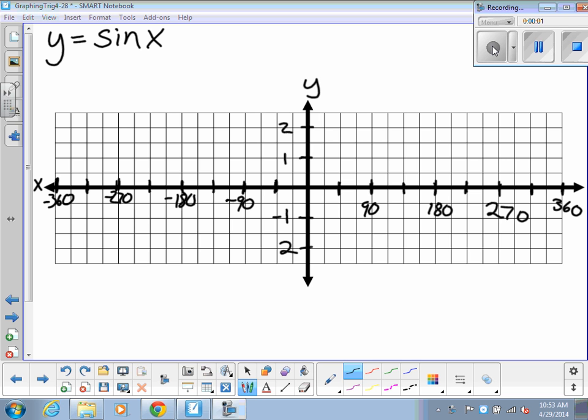Quick video on how to graph the sine function. We're going to start by doing the parent function, which is just y equals the sine of x. So in order to do this, we need to think back to either the unit circle or the table that we created with the various sine values.